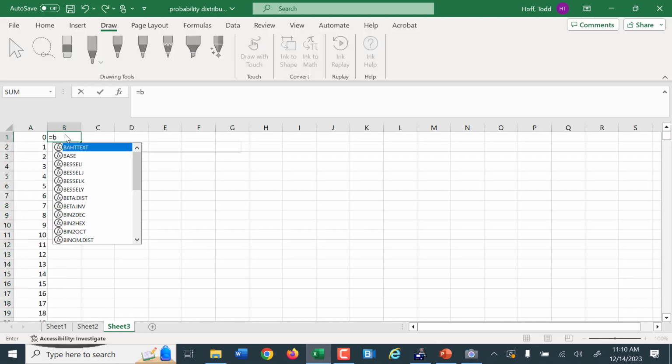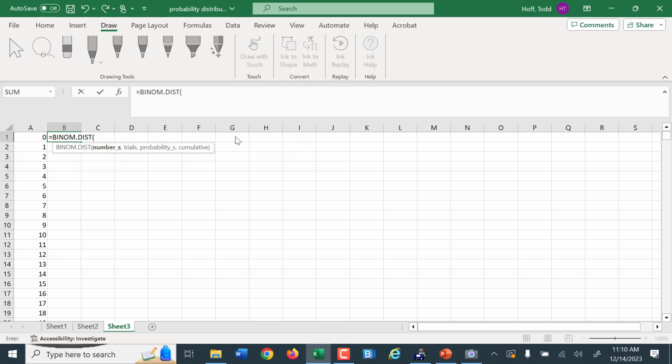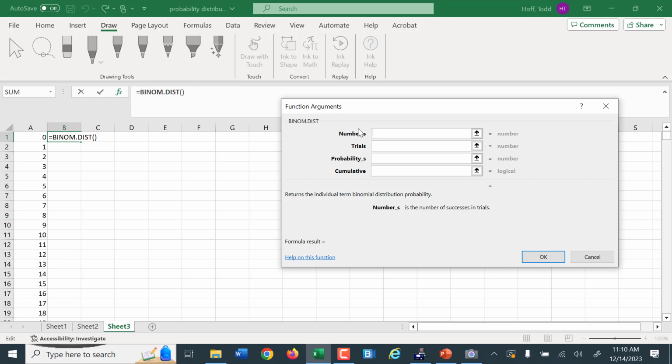So equals binomial dist. So our number of successes is this value from here. Number of trials is 460. Probability of success, we're going for 0.5. And cumulative, no.